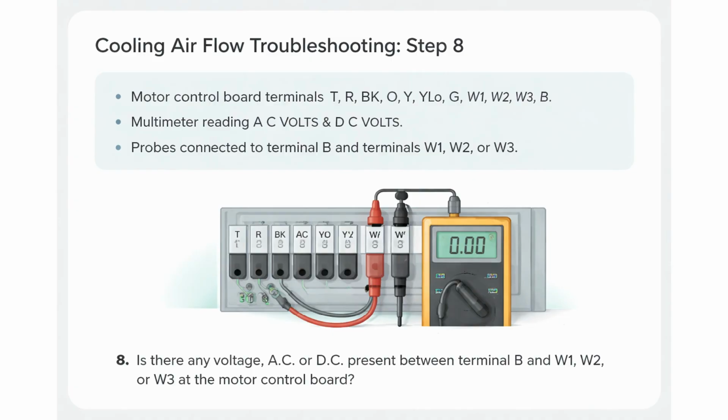If voltage is present, the fault is in the thermostat or wiring. If no voltage is present and the airflow is still wrong, the motor module must be replaced.